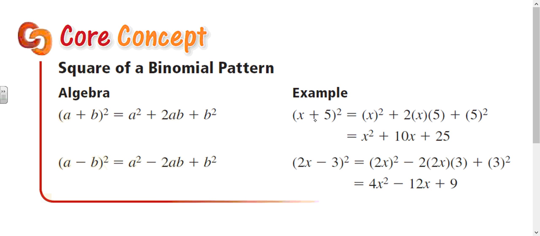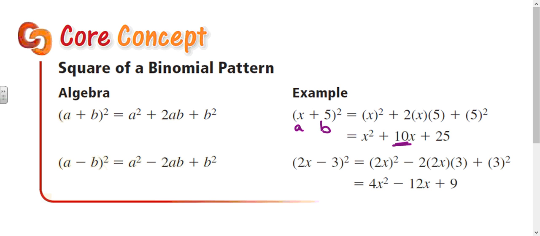Because I'm adding, I take a squared, so I'm taking this number squared, so I get x squared. And then I'm taking 2 times a times b. Well, if this is a and this is b, then I'm taking 2 times a, which is x, times b, which is 5. So I have this. And then the last thing was to take b and square it. So I have 5 squared. So if I work that out, then I get x squared. And then 2 times x times 5 would give me 10x. And then 5 squared is 25. So this would be the answer. So it's kind of like a shortcut for multiplying these, but you don't have to do it this way.